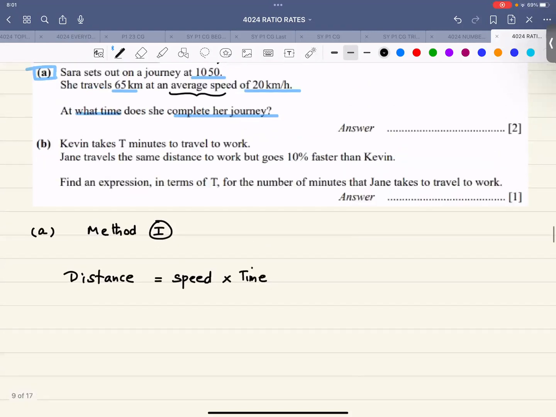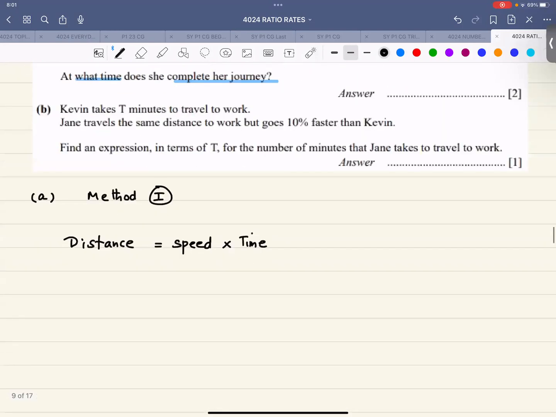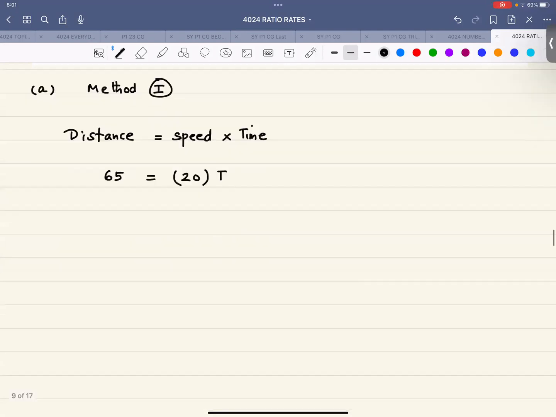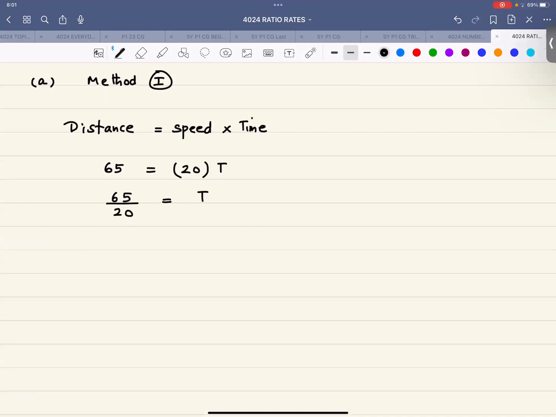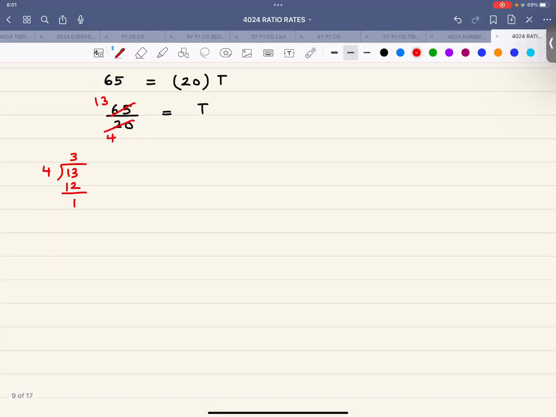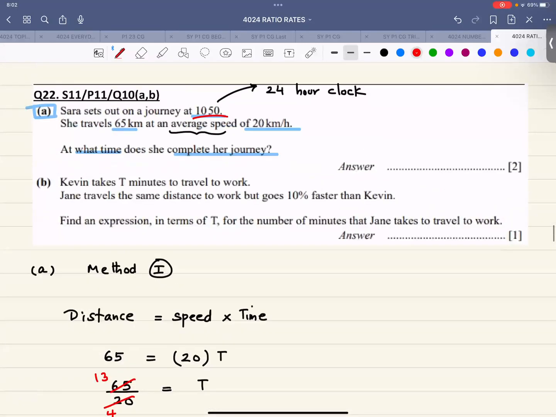And then we can make one of them the subject. So distance is 65 and the speed is 20. Let the time be t. So 65 divided by 20 equals t. 5 into 13, 5 into 4. 13 divided by 4, that is 13 on the inside, 4 on the outside. 4 threes are 12. Remainder is 1. Quotient, remainder, divisor. So the quotient is 3, not 4. This is 3 and 1/4, or 3.25 of an hour.